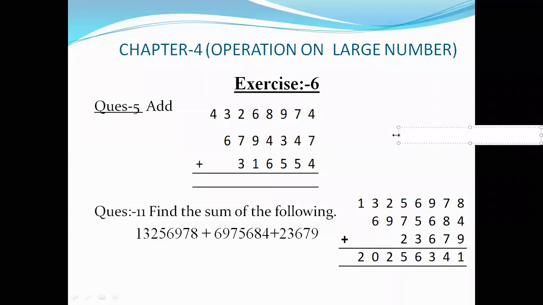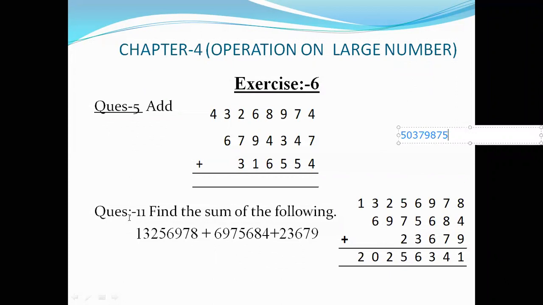This is question number 5. When we add them, we get the answer 5 0 3 7 9 8 7 5. This is the answer for these numbers.